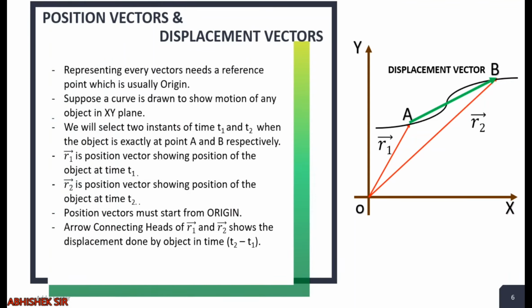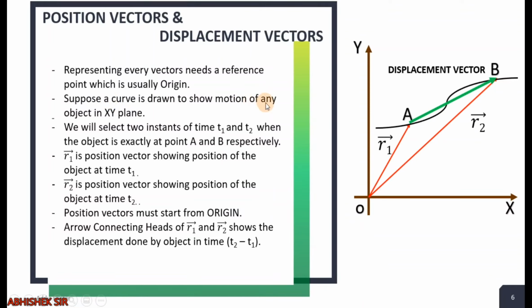Now two things, let us start: position vectors and displacement vector. This was necessary as you will understand that they are special type of vectors, and these vectors will be mostly utilized in future chapters. So now representing every vector will need a reference point. So here for this figure we have chosen our origin as the reference point. So this is x-axis, this is y-axis, and both are coinciding at a point called origin.